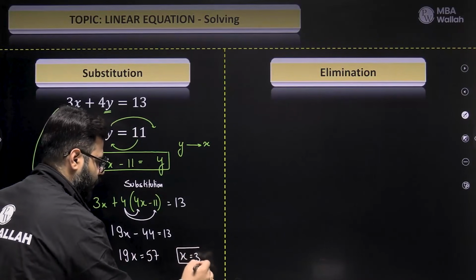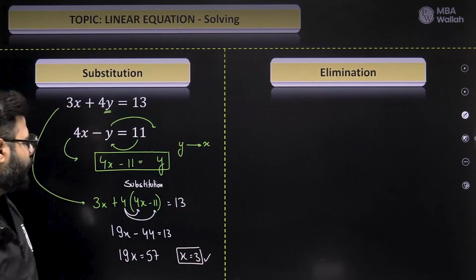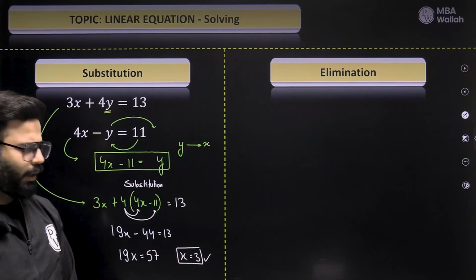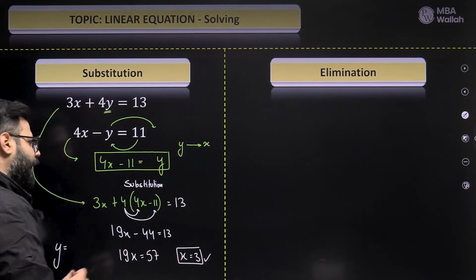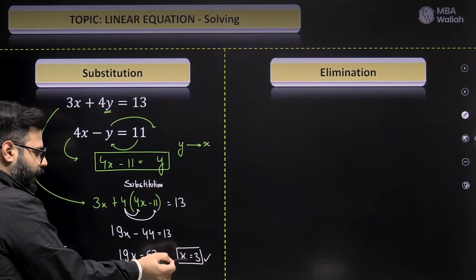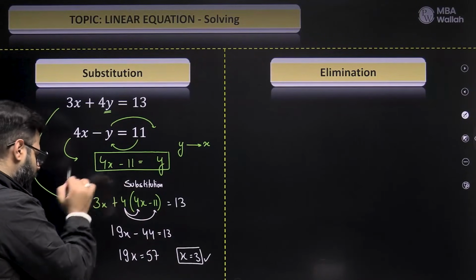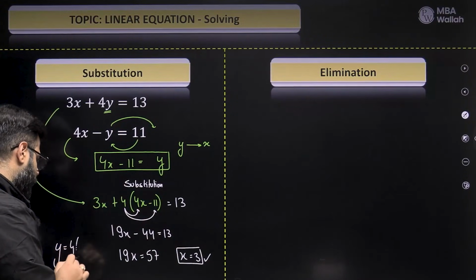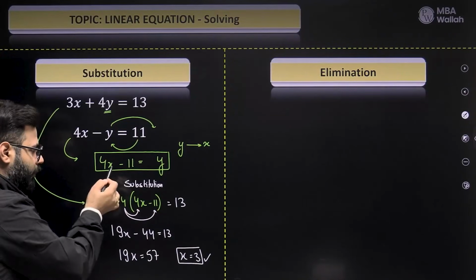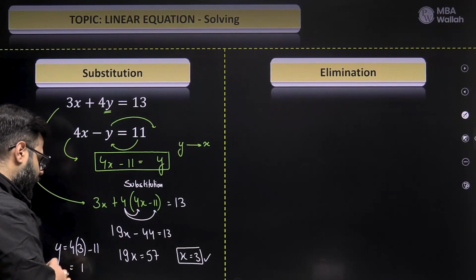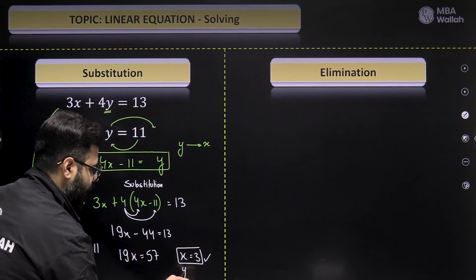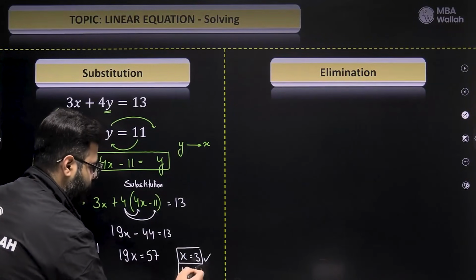Great. Now we have one of our variable, that's x, which is 3. Now not difficult to find out y. Why? Because we already have y in terms of x. X is 3. If I put it over here, I know y is equals to 4 into x is 3, right? Minus 11. So 4 into 3, 12 minus 11, that's a 1. So I know y is equals to 1 and I am done.